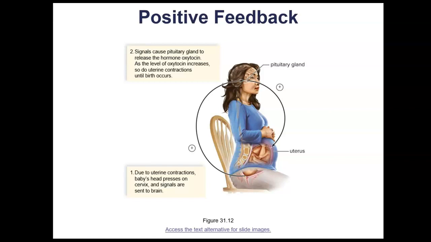And this one is showing you what happens with childbirth. It says, due to uterine contractions, the baby's head presses on the cervix and signals are sent to the brain, which is our control center. The pituitary gland in the brain releases oxytocin, and oxytocin increases those contractions, and it's a cycle. You have more contractions, more oxytocin, more contractions, more oxytocin, until finally those contractions lead to a baby being born.